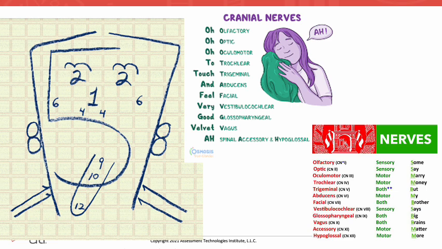So the number 1, that is the nose, that helps you remember that it's the olfactory nerve. That's the nerve that helps us to smell things. If there is a problem with nerve 1, we won't be able to smell different substances. So the test for that is going to be to smell coffee or to smell an alcohol wipe and be able to identify it. Then we know that that nerve is working correctly.